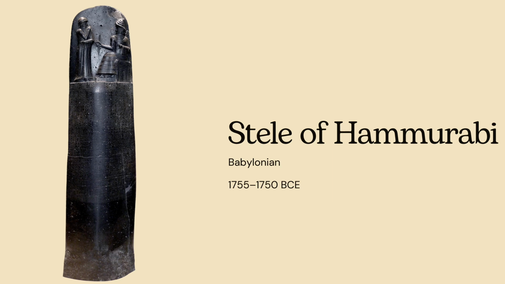The text is organized into 3 main sections. The first describes the relief image at the top of the stele, the second and largest part lists the laws themselves, and the final section praises Hammurabi and promises that his reign will be remembered for generations.